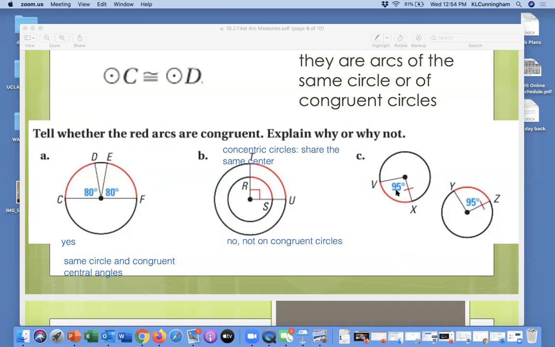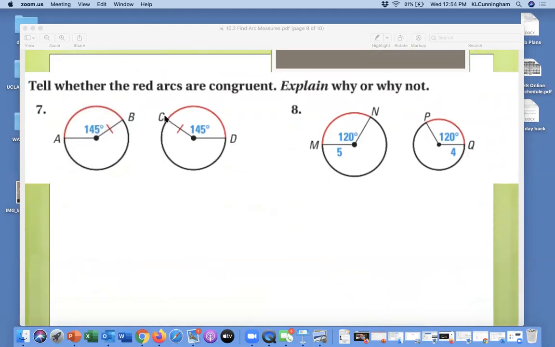All right, let's look at C. Are these red arcs congruent? So the first thing I want to make sure is they're on different circles. Are these circles congruent? For the circles to be congruent, they have to have the same radius. Yes, they do, because look at their mark. So they are on congruent circles, and they're both 95 degrees. So this is yes, congruent circles and congruent. Okay, let's delete this and get to our next example. So why don't you pause and try these 2, and then we'll pick back up when you're ready.